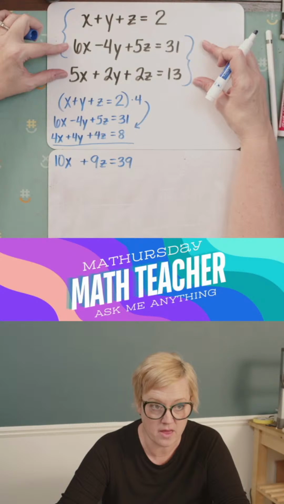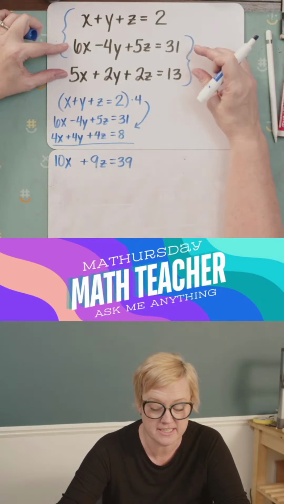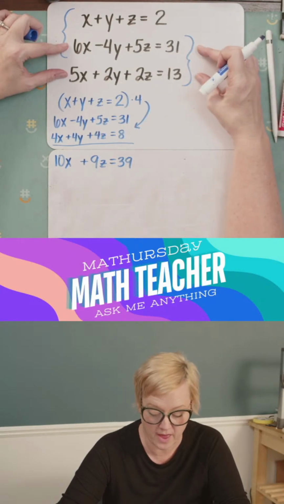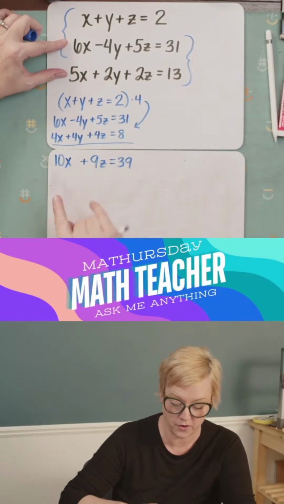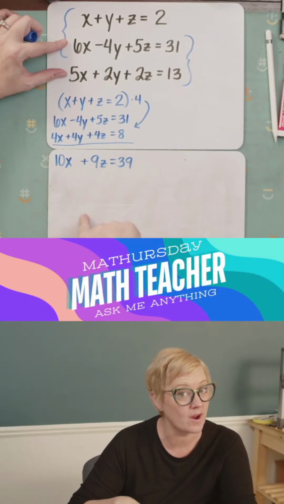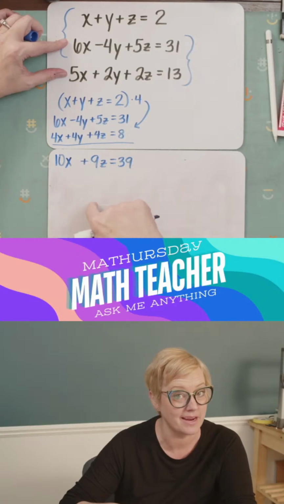So now what I want to do for this other set of two equations is solve these two for x and z, because then it's going to be a recognizable system that I can solve.